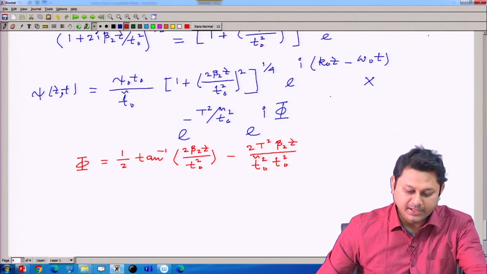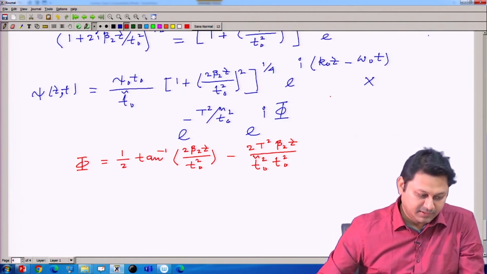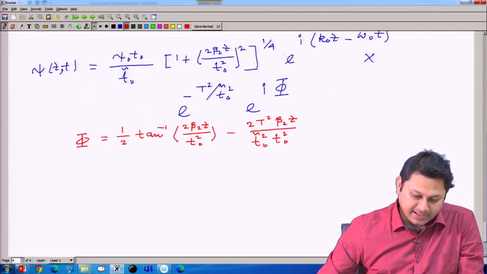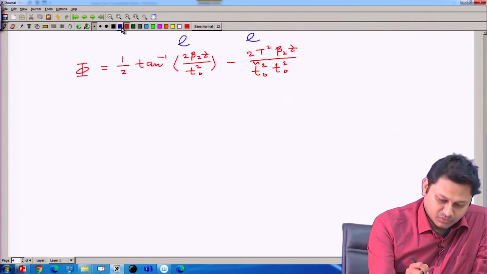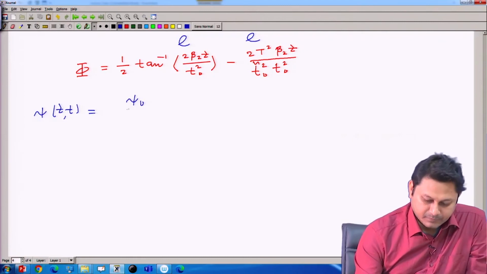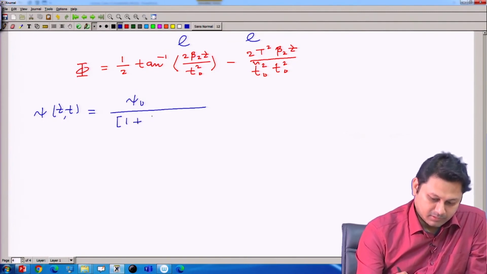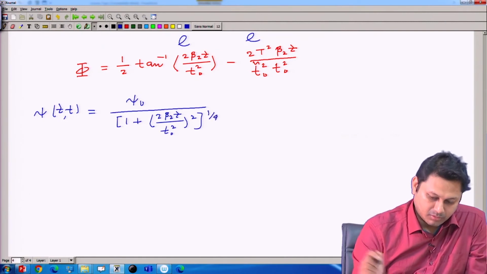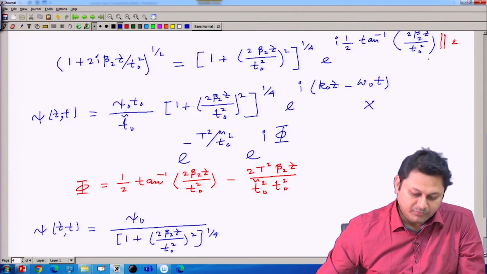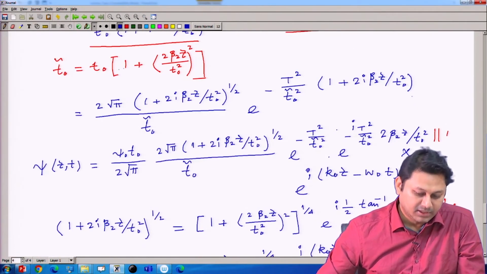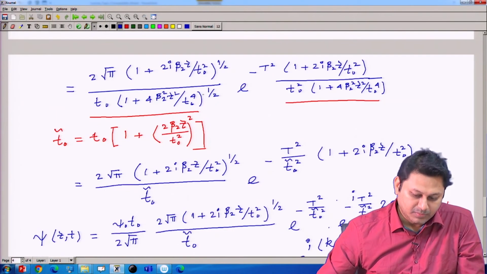So I have a total idea what is going on here. I have an amplitude term, I have a phase term, and I execute this amplitude and phase both. So now I write this amplitude and phase in a more general, more compact way. So psi(z, t) is now psi 0 divided by (1 plus 2 beta 2 z divided by T0 squared) whole to the power 1 by 4. This one, because this is 1 by 4 and T0 tilde, if I now write, is also there with a T0.